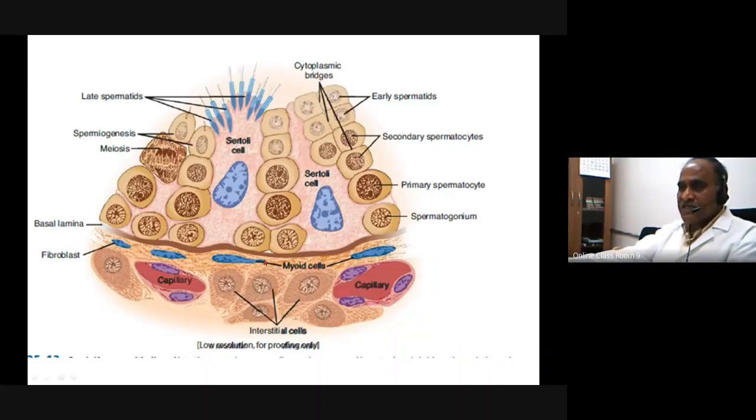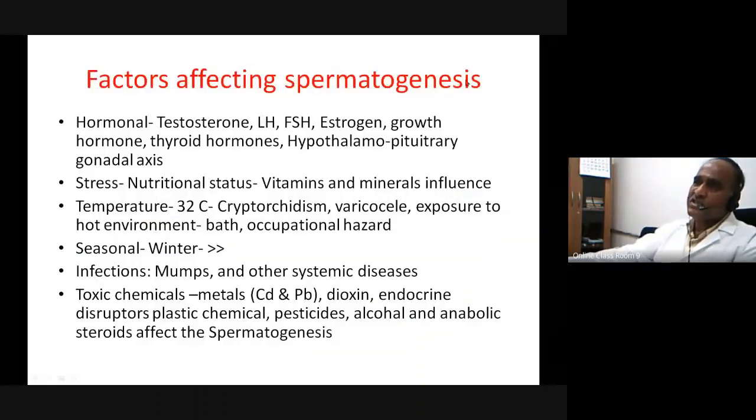Sertoli cells have the blood testis barrier. They do not allow anything to enter inside. So here is the lumen. What are the factors which influence spermatogenesis? One, hormonal factors. What are the hormones?